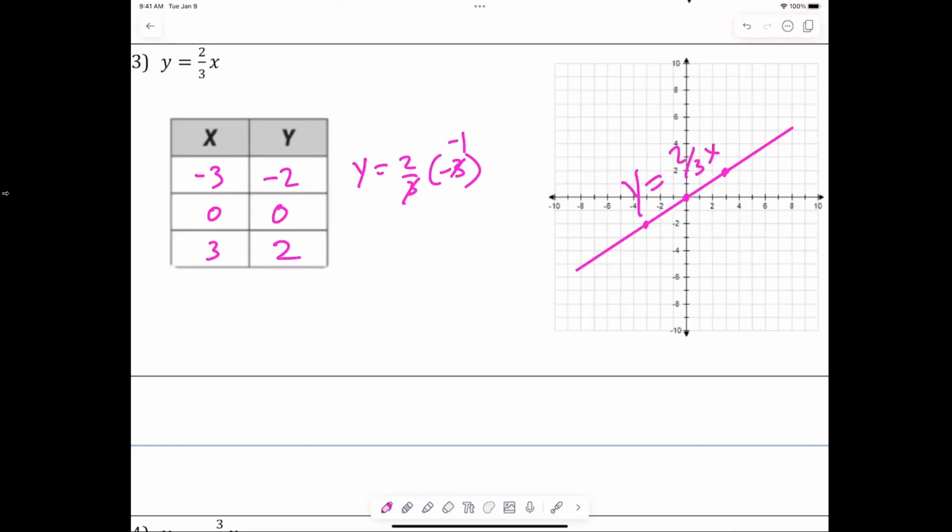That's that equation. Can I pick different points besides -3, 0, and 3? Yes, you can pick whatever you want, but I'm trying to show you the most efficient way of doing that.